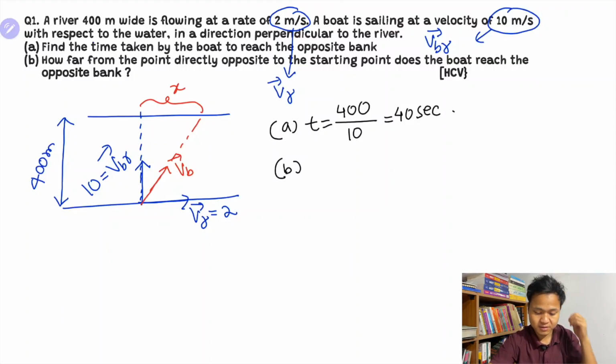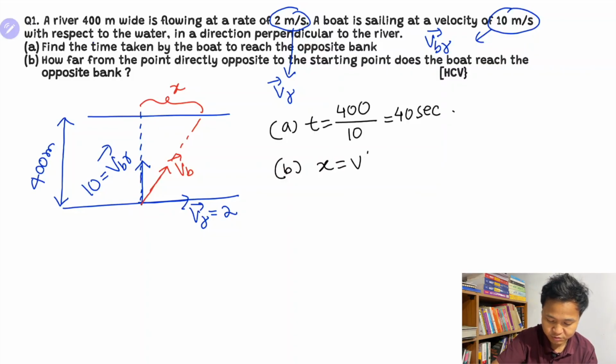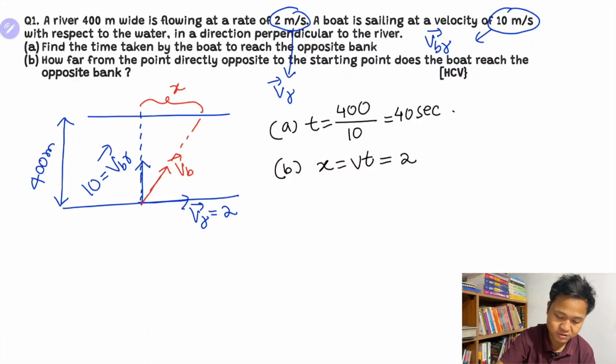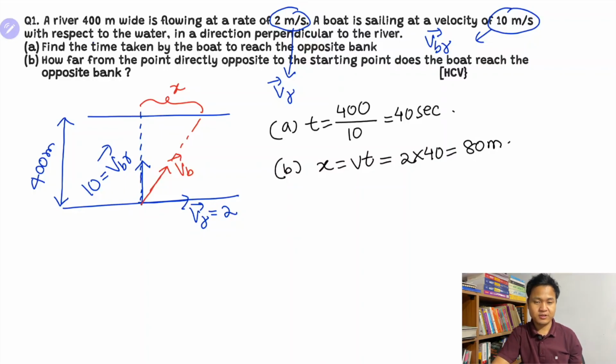So how far from the point directly opposite to the starting point does the boat reach the opposite bank? X will be speed into time, which is the horizontal component, since this motion is along the X here. So this X is due to the horizontal velocity, right? So I have to write here 2 into 40, so that is 80 meter. Okay, so this is the drift. It is a basic question, so it is easy.